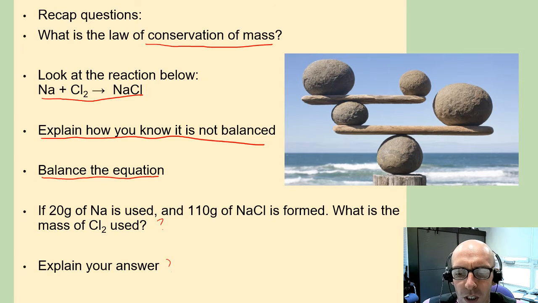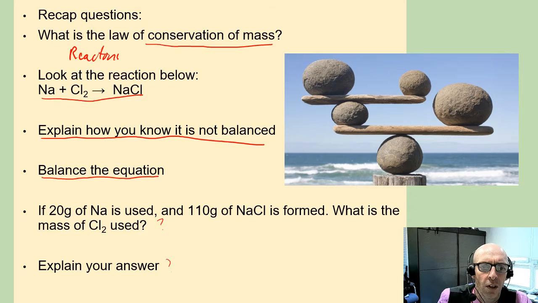Okay, hopefully you're not cheating and you have now unpaused. What's the law of conservation of mass? Well, the mass of the reactants that you put into a reaction equals the mass of the product you make. They will always be the same. If you put in 100 grams of reactants, you'll get out 100 grams of products.